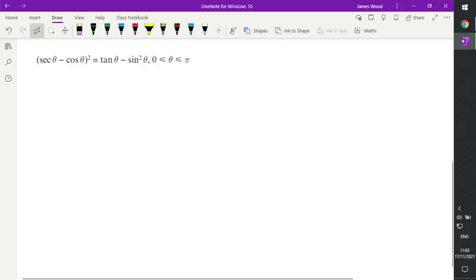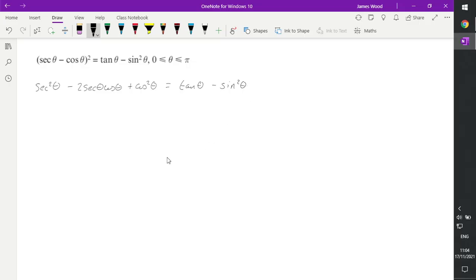Here's another example of solving using some of these new identities. And I'll pick this one just because it's got a bit more going on. So I've got sec theta minus cos theta all squared equals tan theta minus sine squared theta, between 0 and pi. So we're in radians this time as well. So when we come to solving, we need to make sure our calculator is in radians. Okay. Right, if we expand this, that'd be sec squared theta minus 2 sec theta cos theta plus cos squared theta. And I'm just going to keep the right-hand side the same.